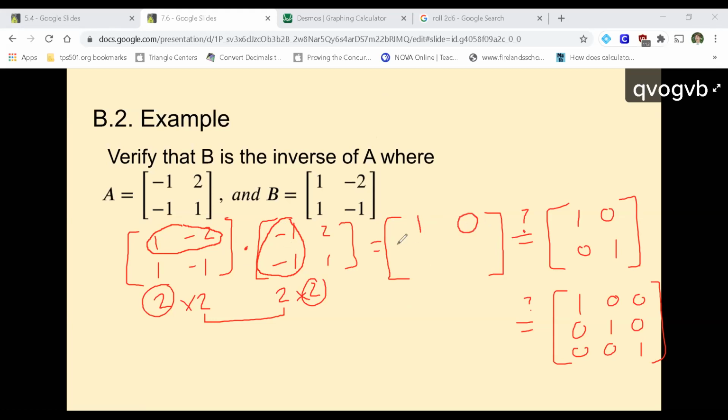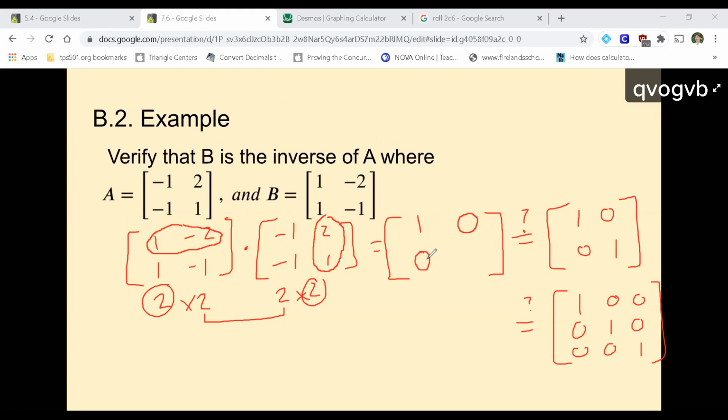To get this element, I'm going to take the first row, second column. 1 times 2 is 2. -2 times 1 is -2. So 2 plus -2 is 0. Yay! So far, so good.